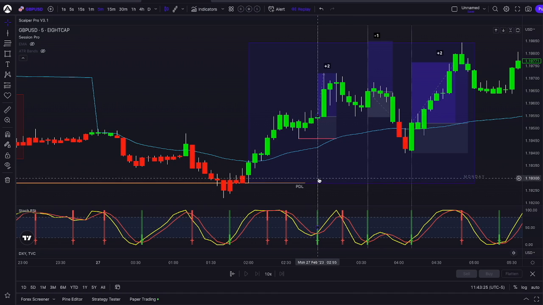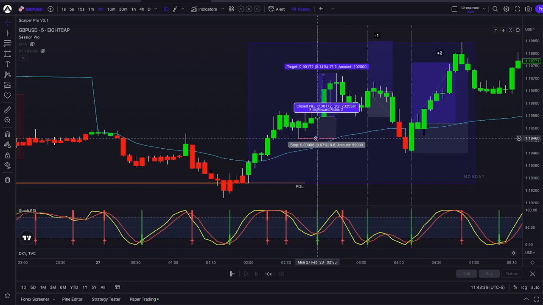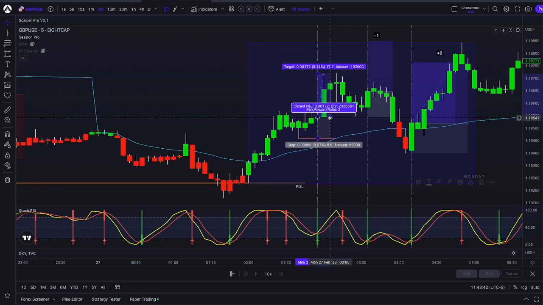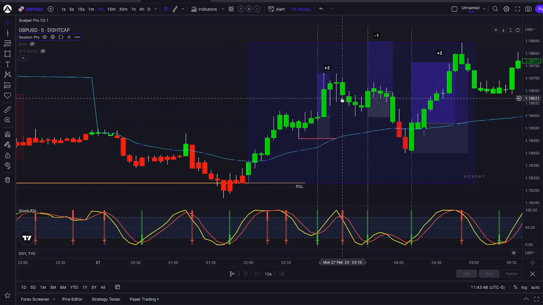So we basically waited for our stochastic RSI crossover right here, and we received it at 2:55, 5 minutes prior to the London Open. So we take this trade, I place my stop loss at the most recent swing low, and we hit a 2-to-1 risk-reward ratio within the first 5 minutes of the London Killzone. Not Killzone, but 5 minutes after the open.